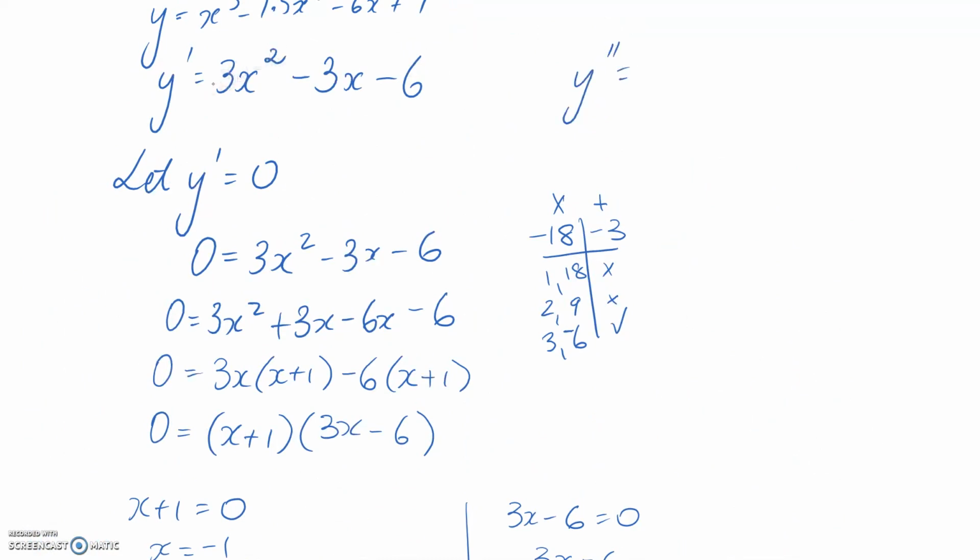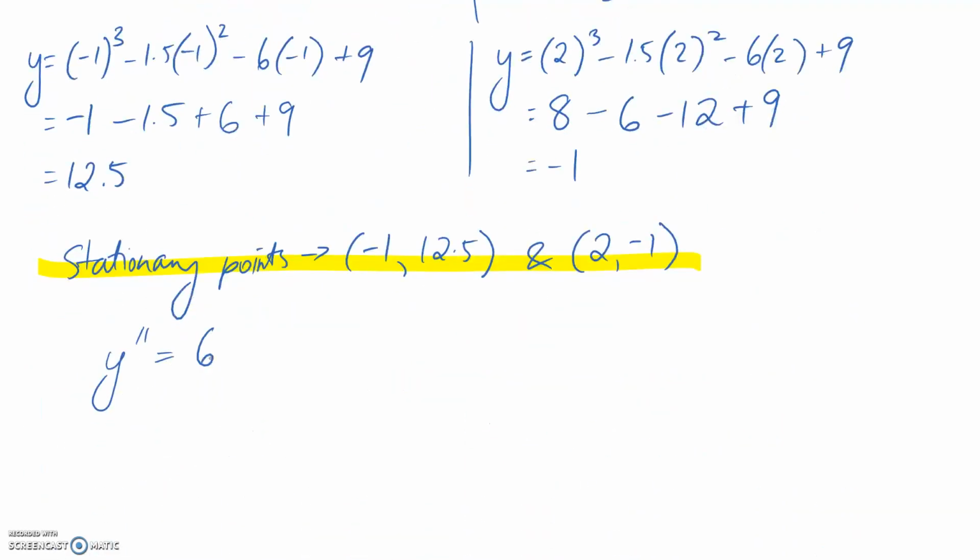So 2 times 3 is going to leave us with 6. Take 1 off the power, that's going to leave us with x. And then this one, we have 1 times -3, which is -3. This goes x to the 0, so I leave it, and the derivative of a constant goes to 0. So the second derivative is 6x take 3. And now we need to substitute in our x values to find out whether this second derivative is positive or negative, because that's going to tell us whether it's a maximum or a minimum.